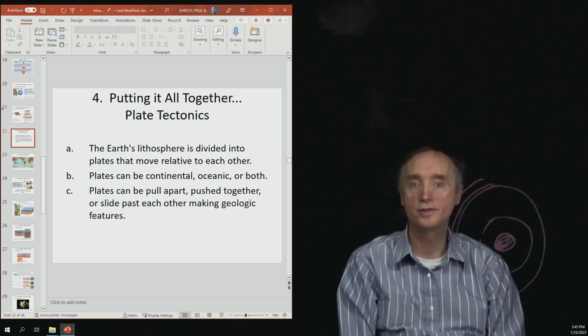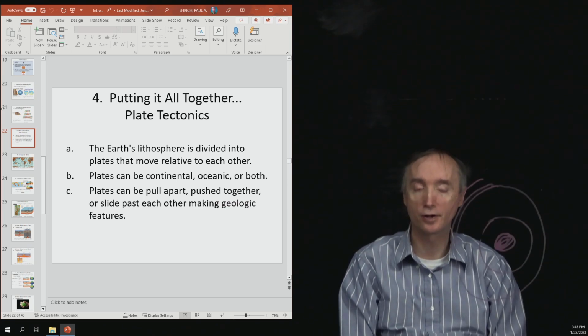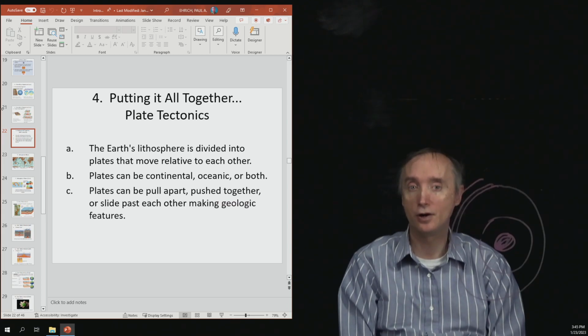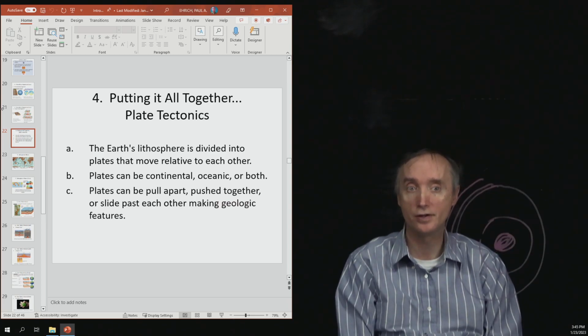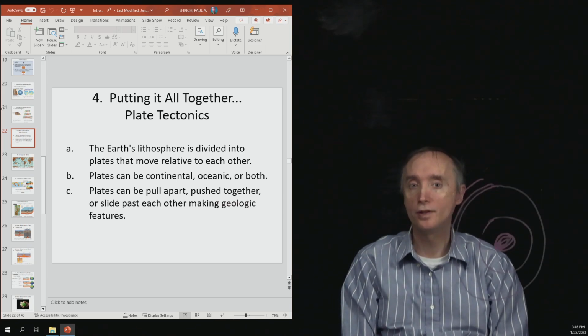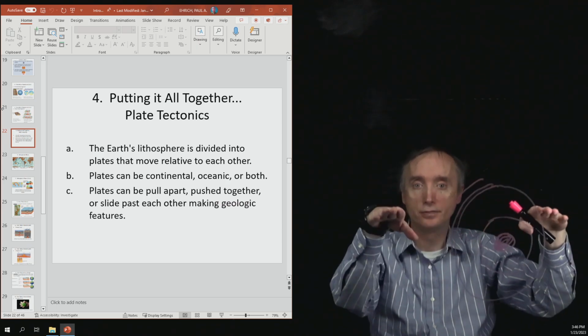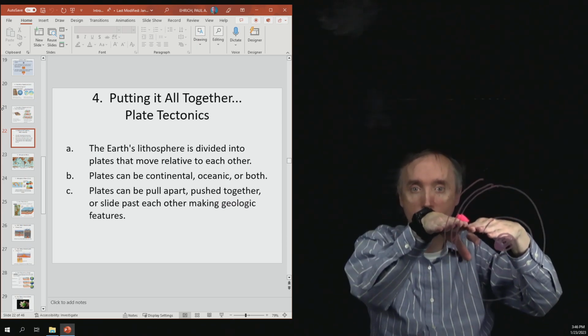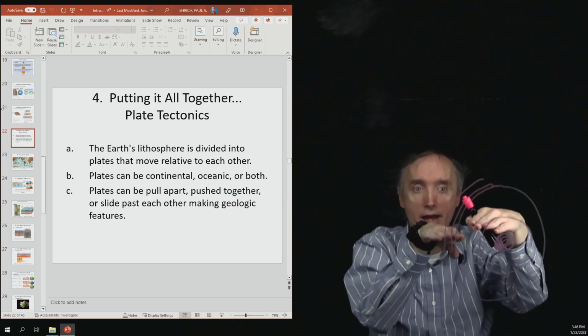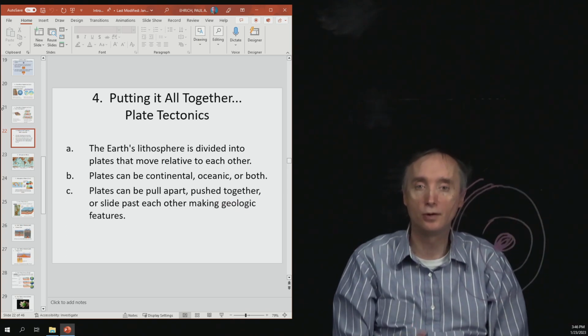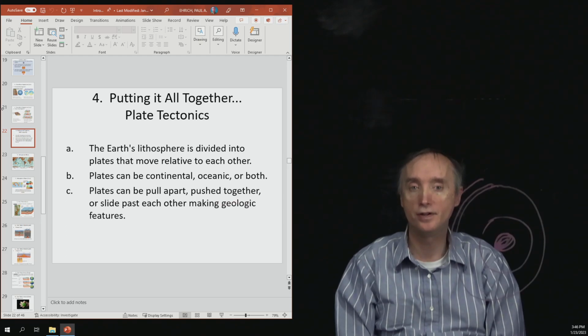The next thing is that the lithospheric plates can be continental plates, they can be oceanic plates, or they can be both. So they can be a combination of both oceanic and continental lithosphere. So what can these plates do? These plates can be pulled apart, pushed together, and they can slide past each other. And depending on what the plates are doing, that's going to create different geological features, which I'll show you in just a moment.